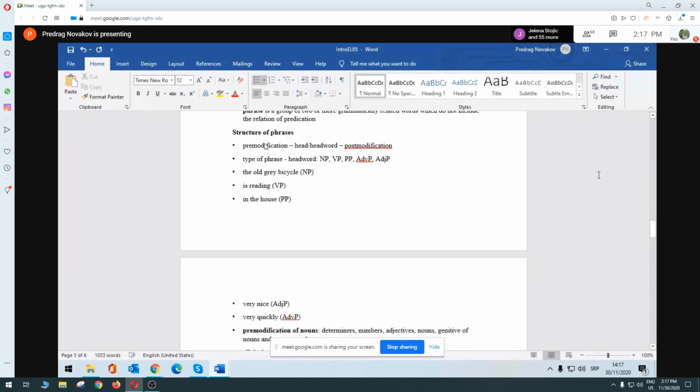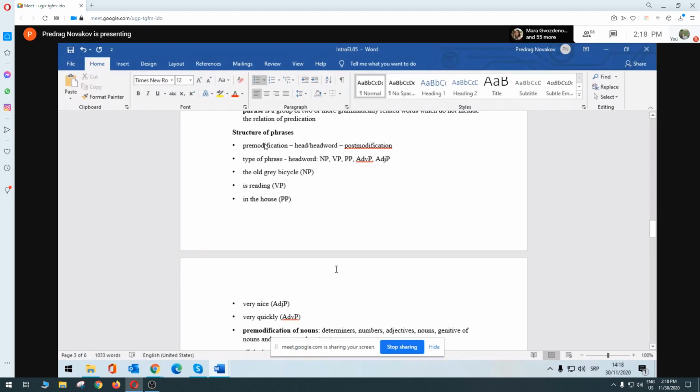Okay. Now we can go to the structure of phrases. You'll see that it is relatively easy. You probably did it in the grammar course, but we'll go through this anyway. Okay. So all the phrases have the following structure: pre-modification, head or head word, and post-modification. How do you know which type of a phrase it is? Well, you have to look at the head word.